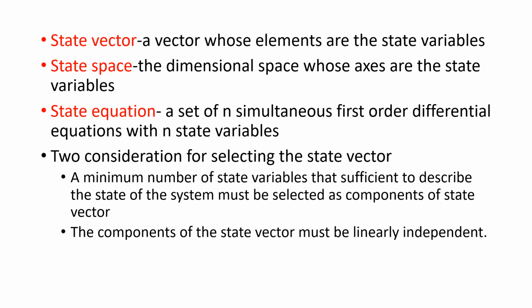In selecting the state variables, two rules need to be considered. First, the minimum number of state variables that is sufficient to describe the state of the system must be selected as components of the state vector. Number two, the components of the state vector must be linearly independent.